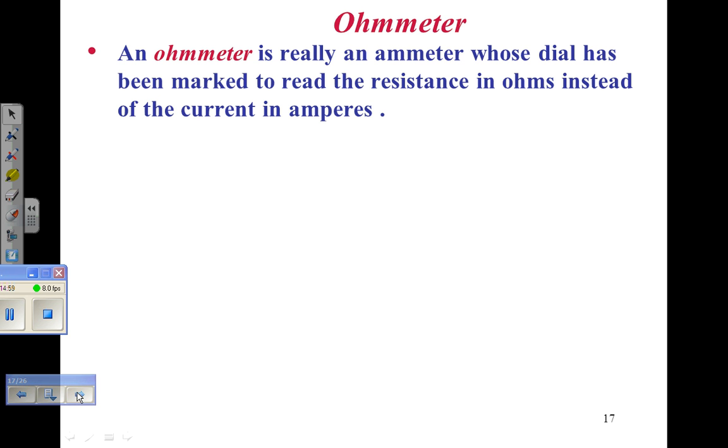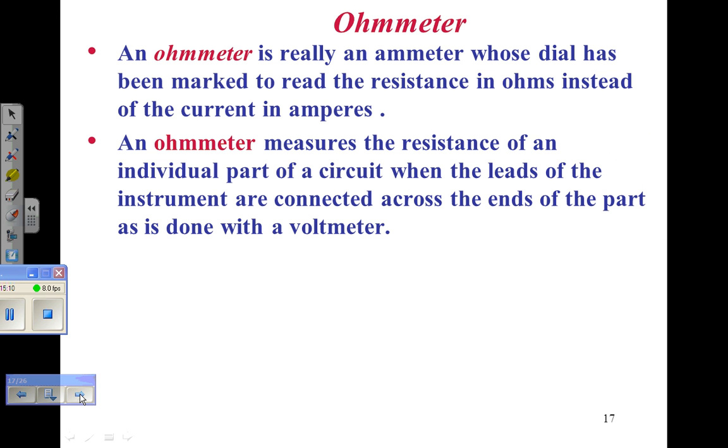Okay, an ohmmeter is really an ammeter whose dial has been marked to read the resistance in ohms instead of the current in amps. But what they don't tell you here is that an ohmmeter creates its own voltage. It's got a battery supply, and so it's sending out a known voltage. And from what it gets back, it can read the DC resistance of the load that's put on the meter.